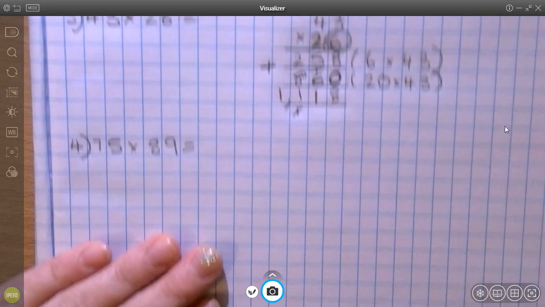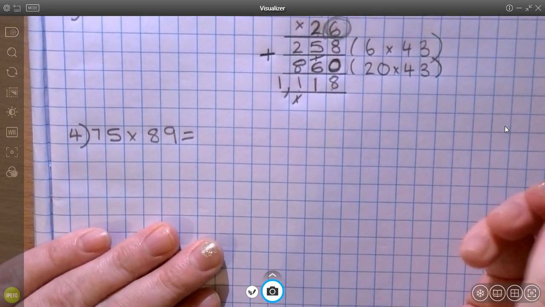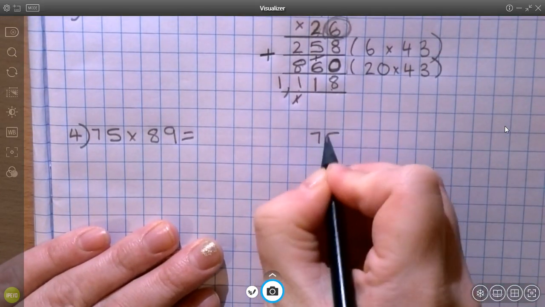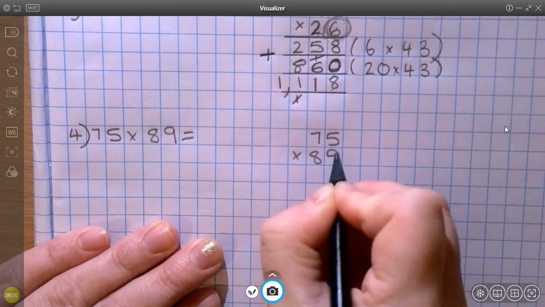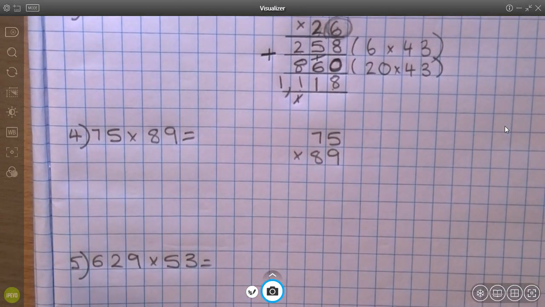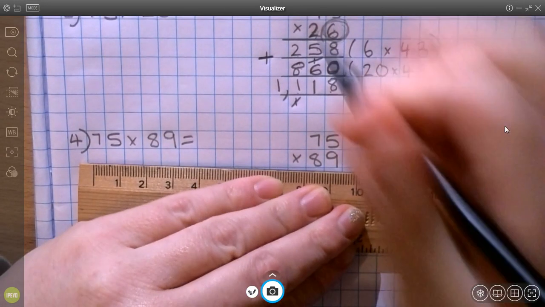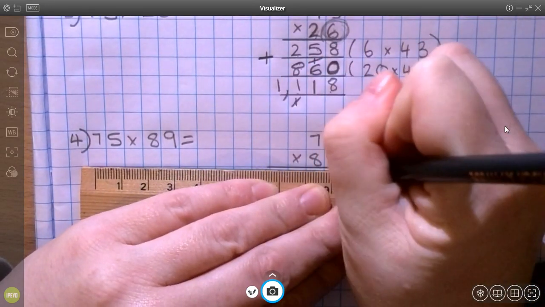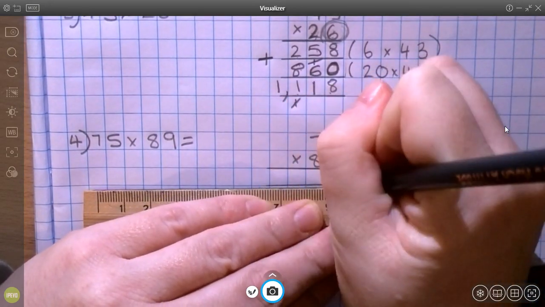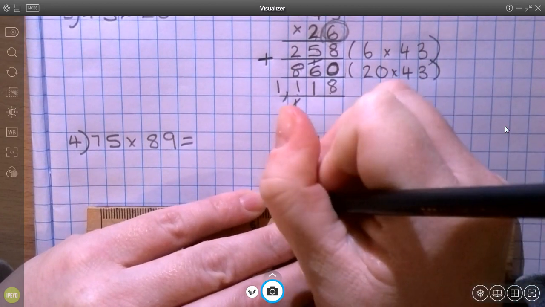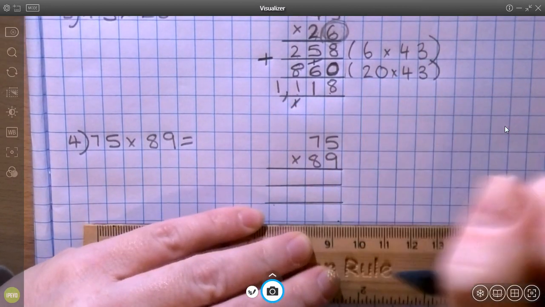Let's look at another 2 by 2 digit one. So this time I have 75 multiplied by 89. Putting it into a column method again, making sure my place value is lined up correctly. And because I'm doing long multiplication, 2 by 2 digit, I'm going to draw 4 lines this time, not 2.